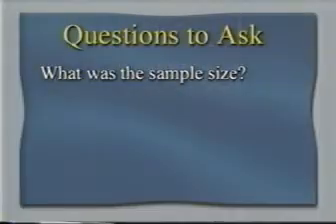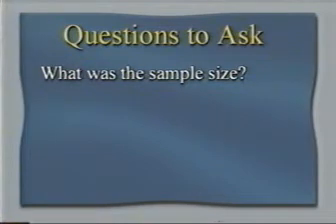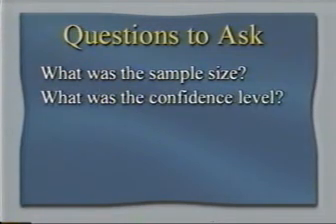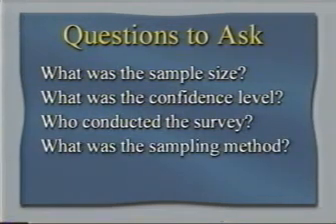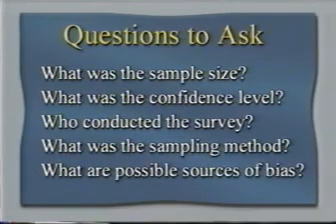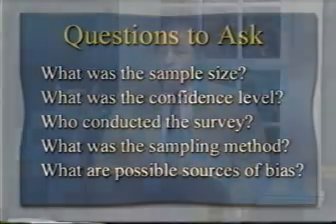So, when we see a survey, we know we need to be concerned about what was the sample size, what is the confidence level, who conducted the survey, what was the sampling method, and what are possible sources of bias, which of course relates to who conducted the survey. Do we want, for example, people who manufacture cigarettes to conduct a survey on the attitude of people about cigarettes? I don't think so. So it's really important to recognize many factors when you read information about a survey.